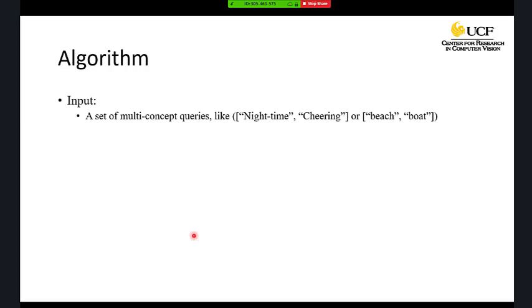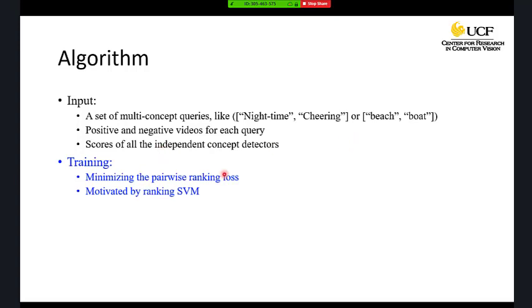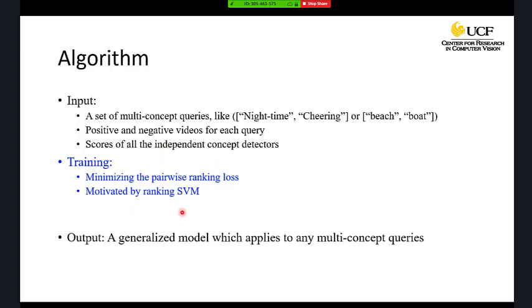So in this work, the input to our algorithm is a set of multi-concept queries like nighttime and cheering or beach and boat, and we have a set of positive and negative videos for each query. Also, we have access to the scores of all independent concept detectors. During the training, we minimize a pairwise ranking loss, which is motivated by ranking SVM. And the output is a generalized model which applies to any multi-concept queries.